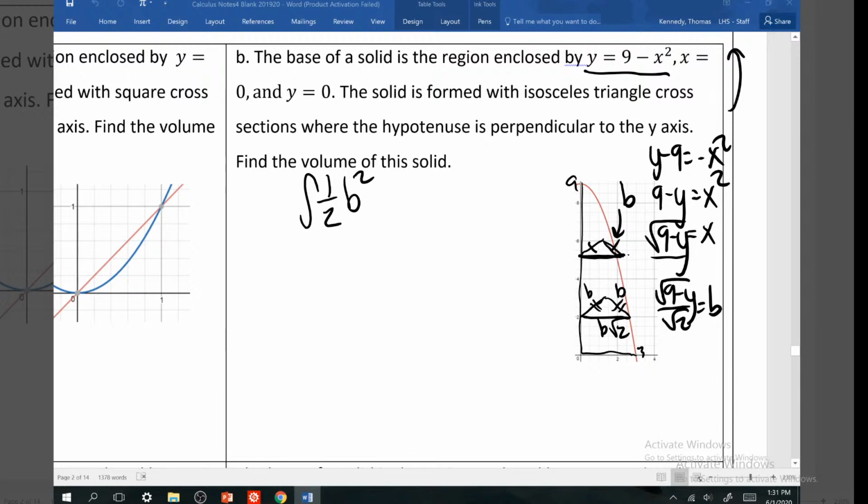So now that we have these, I can put root 9 minus y over root 2 in for b. And I get 1/2 times root 9 minus y over root 2, squared. And this time, since my equation's in terms of y, I'm going to put a dy. And for my bounds, because my equation's now in terms of y, I'm going to go from my bottom y, which is 0, to my top y, which is 9.